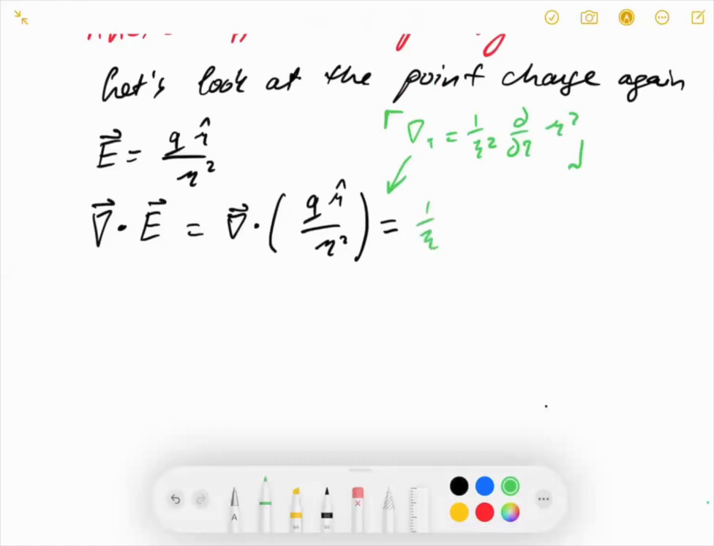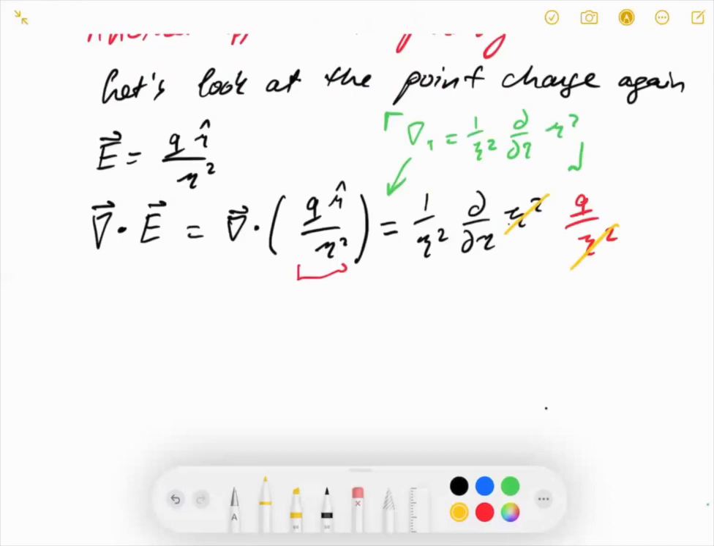We have a 1 over R squared, d/dr of R squared. And now we're going to put in the actual thing. So there's a Q here over R squared. And of course, you see that this R squared, they cancel. So that means that the right-hand side here of this equation is 0, but only if R is not the origin. Okay, so divergence of E is 0, we're all good.